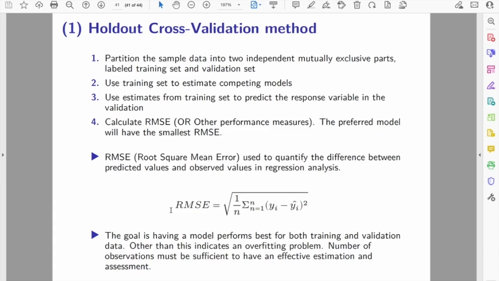So the goal is what? Having models that do well for both training and validation data. Other than this will indicate that we have an overfitting problem. In general, we will have no issues with the number of observations. We are going to have a large number of observations to have an effective estimation and assessment.